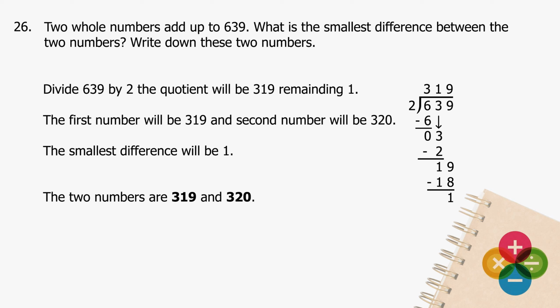Divide 639 by 2. The quotient will be 319, remaining 1. The first number will be 319, and the second number will be 320. The smallest difference will be 1. The two numbers are 319 and 320.